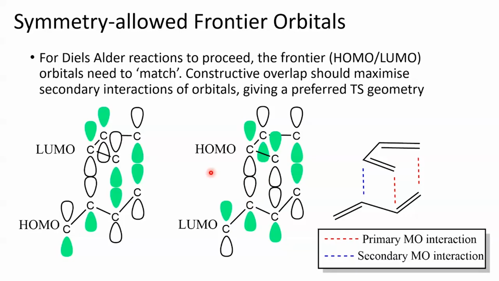Another thing to note is that it does not matter whether the diene or the dienophile is in the HOMO or the LUMO state. As long as one is in one and the other is in the other, you are going to get this excellent alignment of molecular orbitals to allow the reaction to proceed.